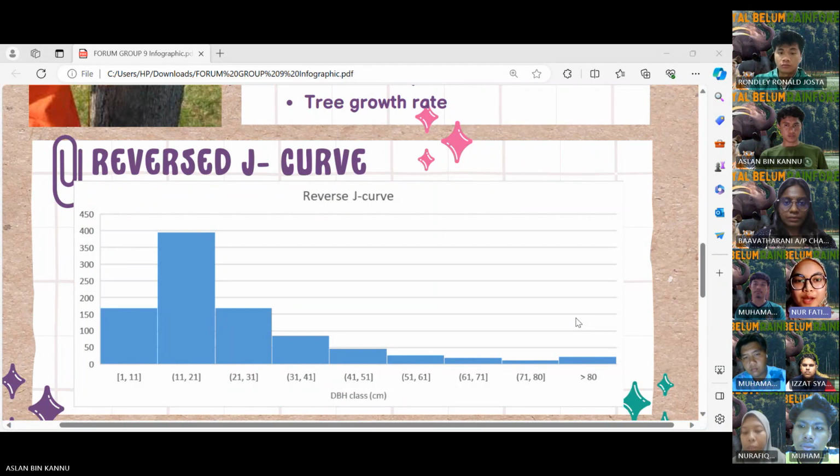Based on our data analysis through random sampling, we got 96 different tree species, and the overall total of individuals is 947. We got the Shannon Diversity Index of 3.86349. I will pass to the next person, Nur Afika Amira, to explain the Simpson diversity.